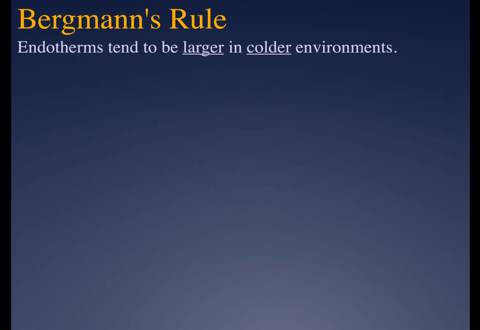Bergmann's rule. Why is it that endotherms tend to be larger in colder environments? Because as a beaver gets bigger, the ratio of surface area to volume goes down. So, if an endotherm loses heat through its surface, if you're really, really big, you have proportionately less surface area for the volume. So, a large endotherm in a cold environment doesn't lose as much heat proportionally as a little thing.